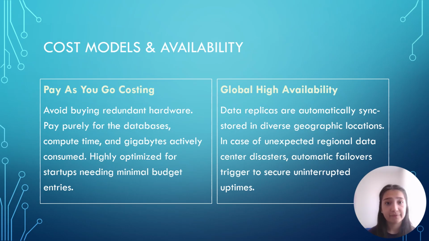And another massive benefit is global accessibility and high availability. Because the cloud infrastructure is spread across worldwide data centers, developers and users can access the database from anywhere with incredible speed. Furthermore, cloud providers automatically replicate your data across different geographical zones. If a power outage or natural disaster hits one data center, another one takes over instantly, ensuring zero downtime.